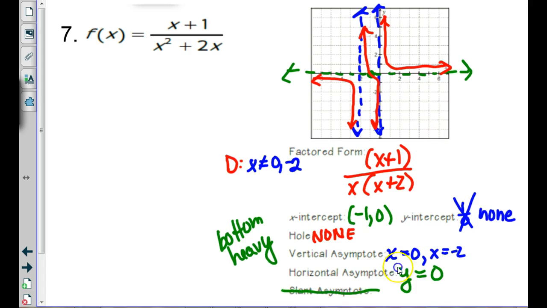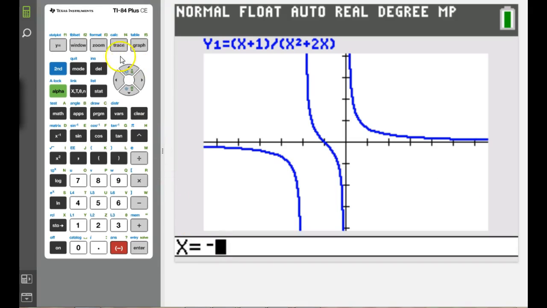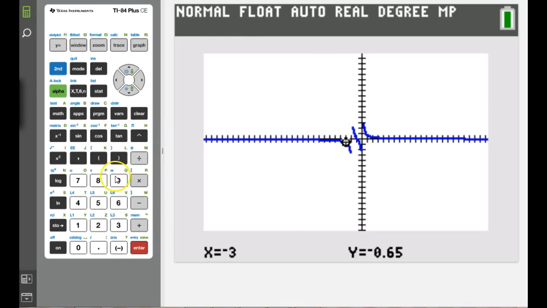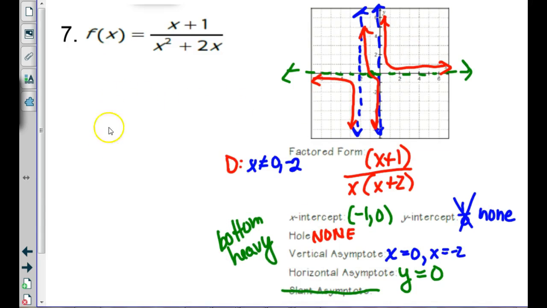By the way, guys, I just want to go back to the calculator and show you. If I zoom out a couple times, do you see that all it's really doing is approaching, other than right in here, it's just staying at the x-axis, right? End behavior means what is it really doing out on the ends? Okay, pick another one.